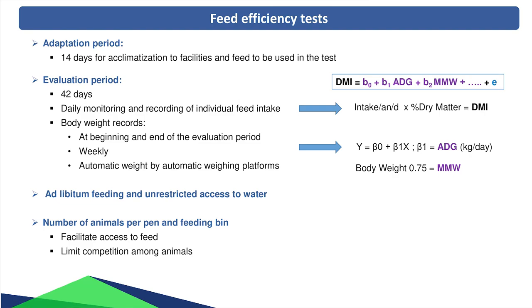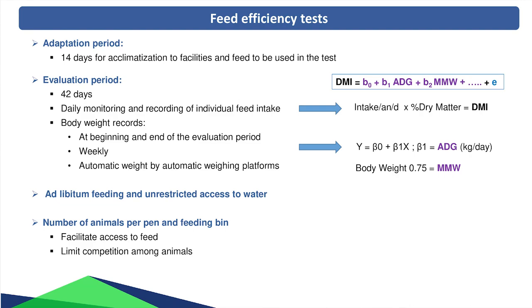Other important conditions for running a feed efficiency test is ad libitum feeding, to be sure that each animal can express the maximum potential in terms of growth for the feed that is given. And of course, there cannot be a restriction in access to water. And also it's a condition for the well-being of the animals. And then, depending on the facilities and the equipment, you have to have in mind how many animals you can use for each bin that you have, and the size of the pens where you put the animals.